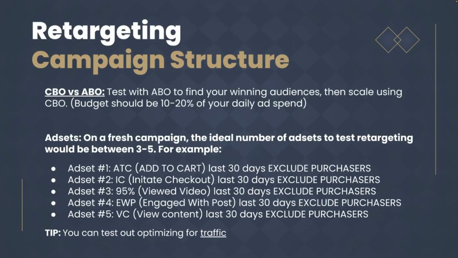CBO versus ABO, I would recommend again to test with ABO to find your winning audiences, and then you can scale using CBO. And the budget for retargeting should be 10 to 20% of your daily ad spend. On a fresh campaign, the ideal number of ad sets to test retargeting would be between 3 and 5.